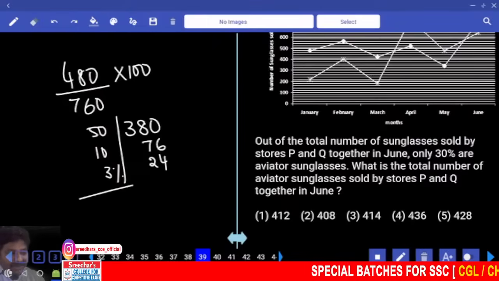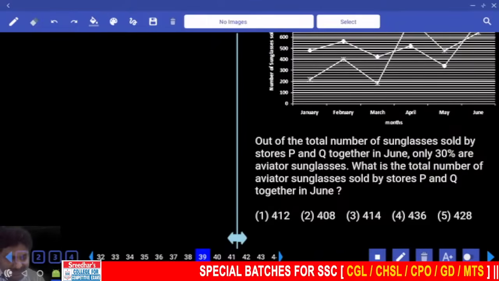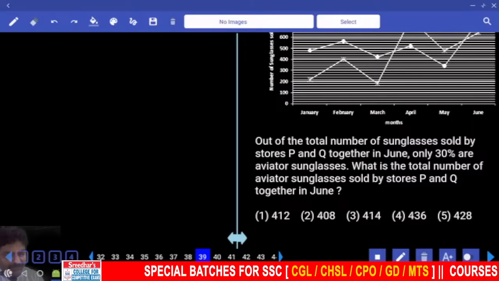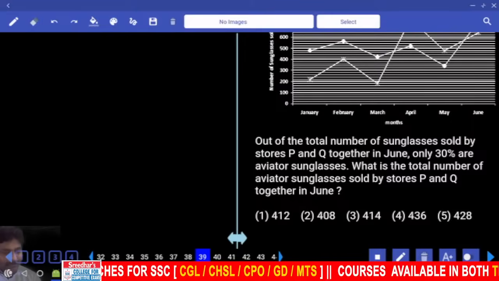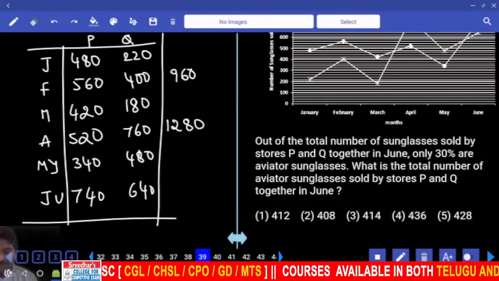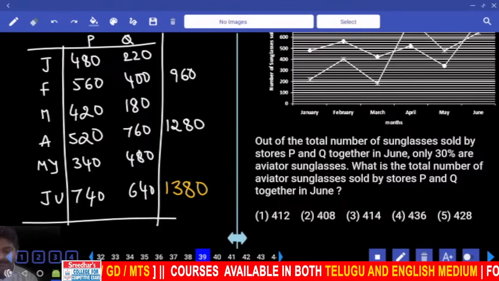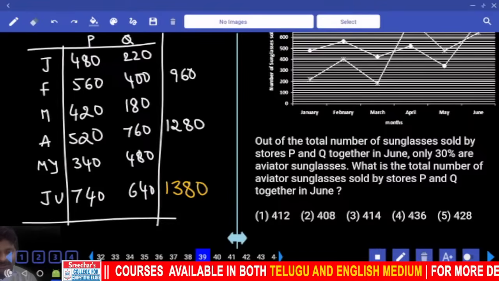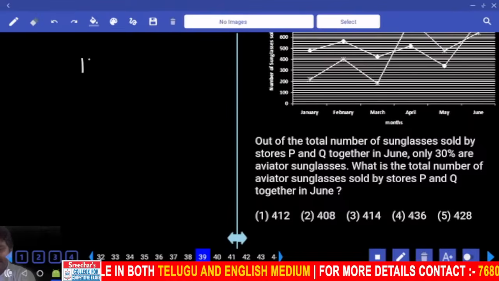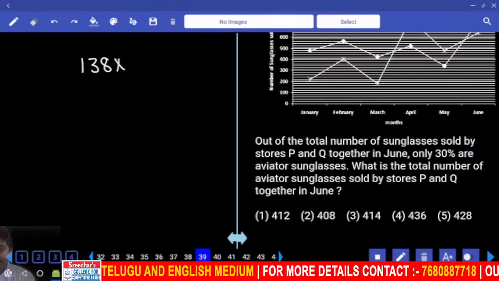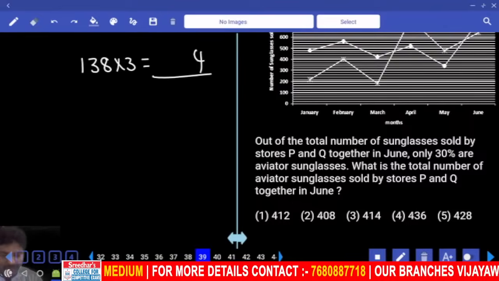Out of the total number of sunglasses sold by PQ together in June, only 30% are aviator sunglasses. What is the total number of aviator sunglasses sold by PQ together in June? Okay. In the month of June, P and Q both together, 1380. Aviator sunglasses are only 30%. 10% 3 times. Am I right? 10% into 3 ends with, how many options are ending with 4? Only one.